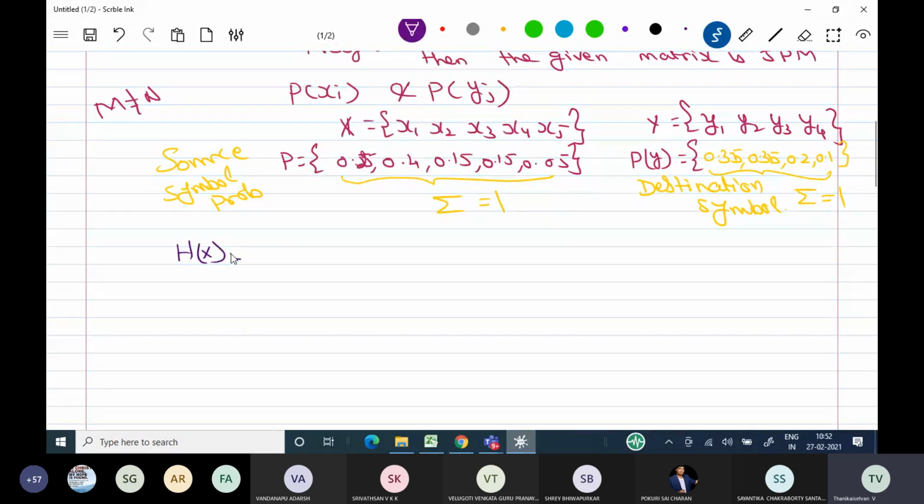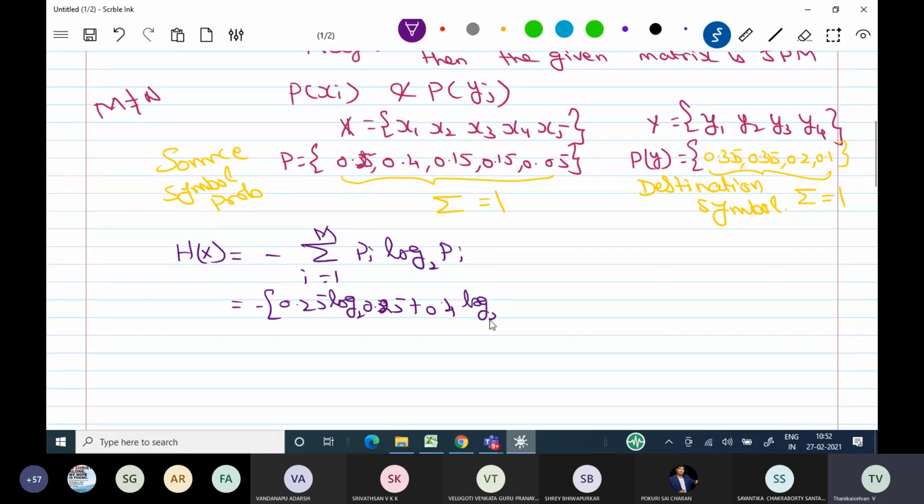h of x calculation. H of x is equal to minus summation over i equal to 1 to capital M of pi log base 2 pi. Anybody having a calculator, do the calculation and give me the answer. 0.25 plus 0.4 log base 2 0.4 plus 0.15 log base 2 0.15 plus 0.15 log base 2 0.15 plus 0.05 log base 2 0.05.